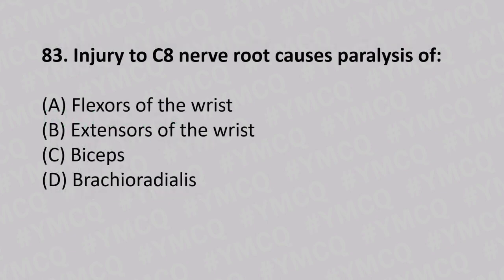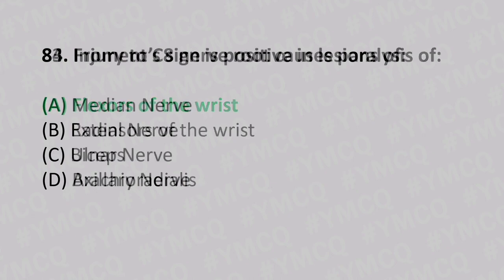Moving to our 83rd question. Injury to C8 nerve root causes paralysis of: Option A, flexors of the wrist; Option B, extensors of the wrist; Option C, biceps; Option D, brachioradialis. And the answer is Option A, flexors of the wrist.